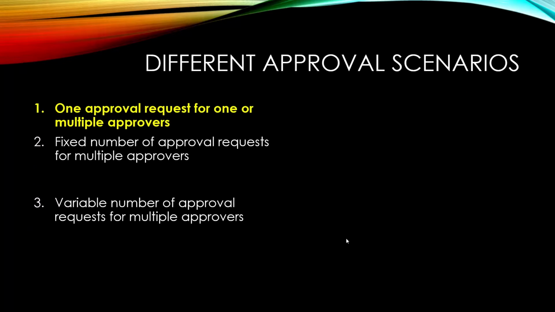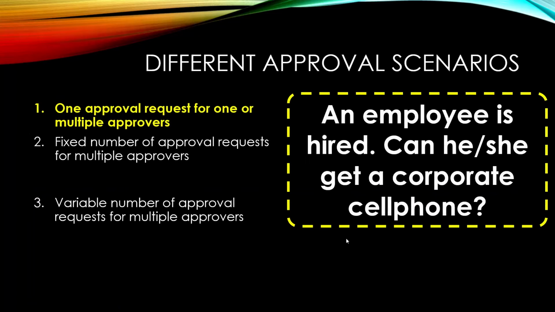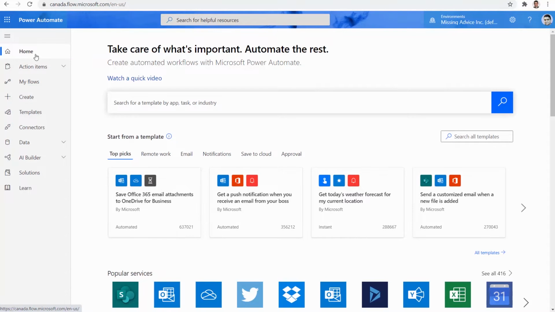So let's start with the first scenario, which is an employee being hired. The question is, can he or she get a corporate cell phone? We want to code it into a Power Automate flow. Just like before, we go to flow.microsoft.com. I want to create a new Power Automate flow.